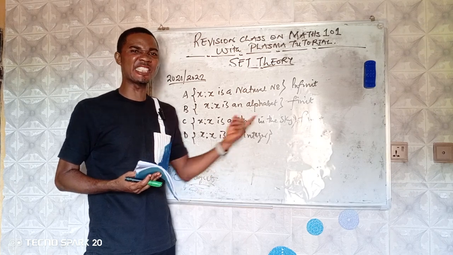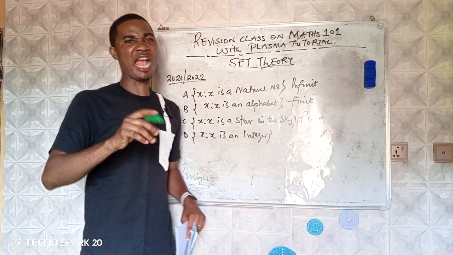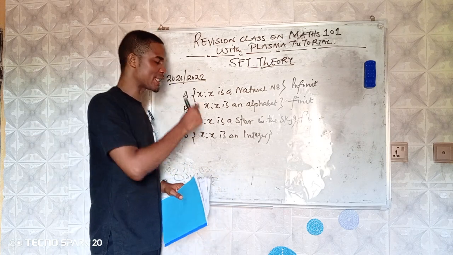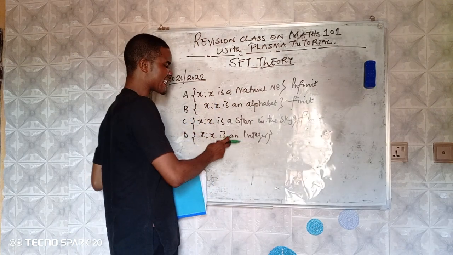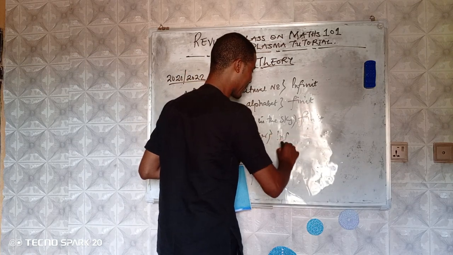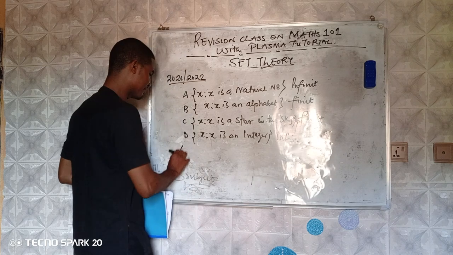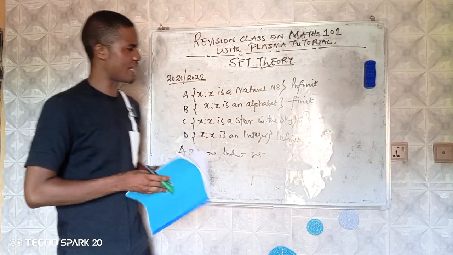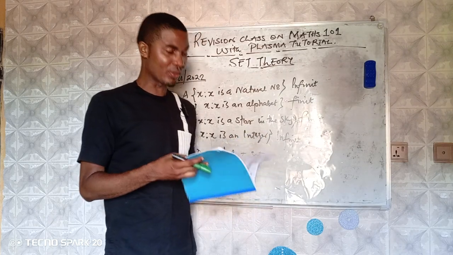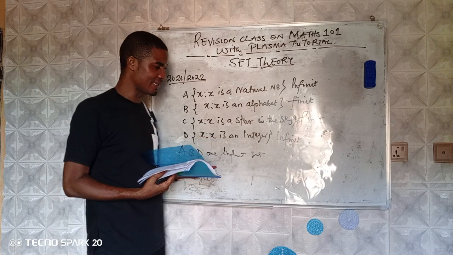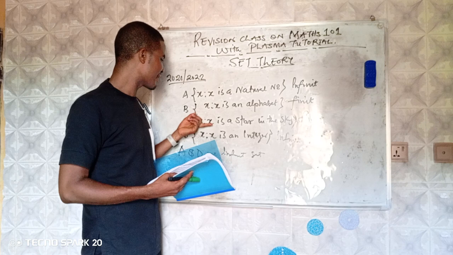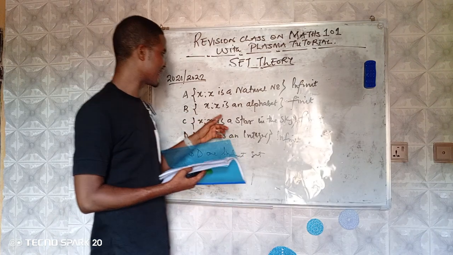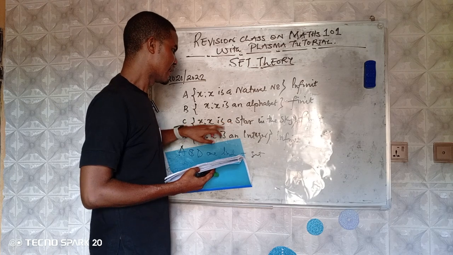X such that X is an integer. Now, remember that integers are sets of real numbers. If we start mentioning all integers, we may not be able to, and it refers to numeric numbers. So this becomes infinite. So you can see that A as well as D are infinite sets. Someone may ask, but why? Maybe the examiner will take note of that. So the answers are B and C: A and D are the infinite sets here, and B and C are finite. The question says, which of the following is a finite set? Okay, now let's take our answer.